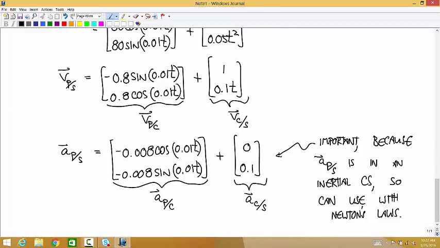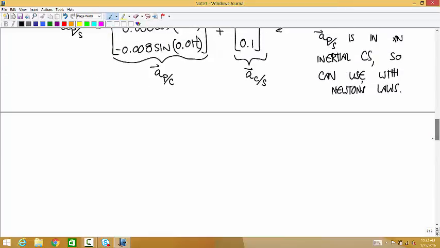Any questions about that? If, say, the acceleration of the ship was just 0.05t squared, could we then use the camera since it would just be 0, 0? Yeah, right. That's right. Well, what that would mean is that you had your coordinate system moving with a constant velocity, and coordinate systems moving with a constant velocity are inertial.